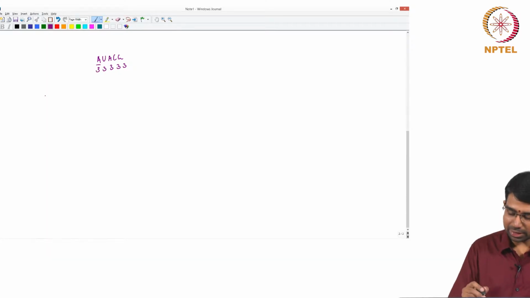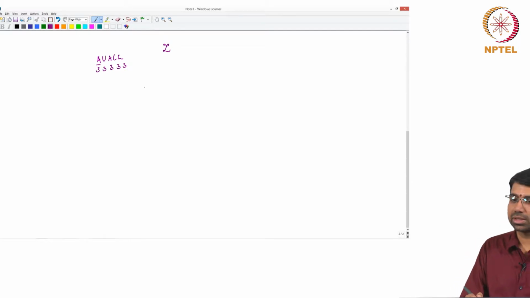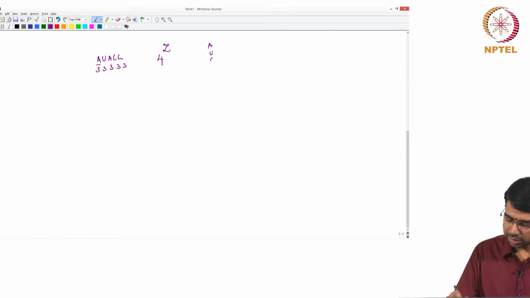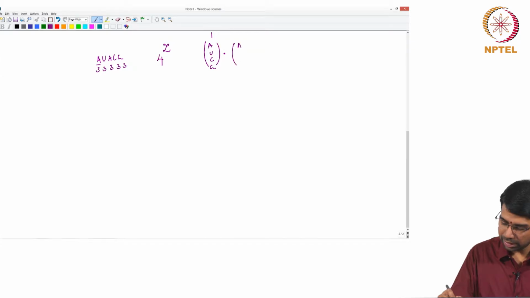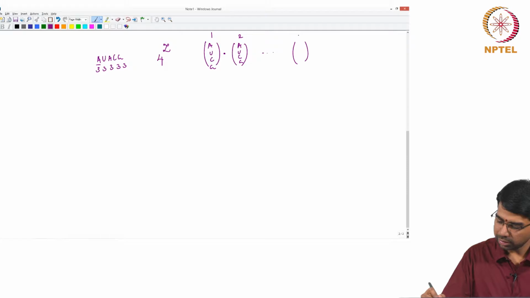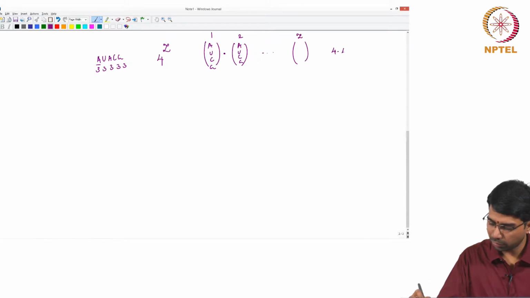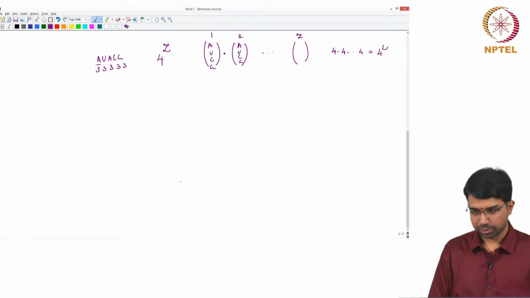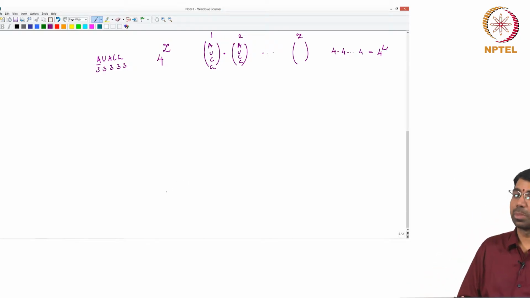So, before we get there, let us say you have an RNA sequence of length L, what is the total possible number of such RNA sequences? How many different RNA sequences of length L can you have? 4 to the L, right, because you can have A, U, C or G in position 1, into A, U, C or G in position 2, and so on till position L. So, that is 4 into 4 into 4, 4 to the L. So, you can imagine the space is massive.